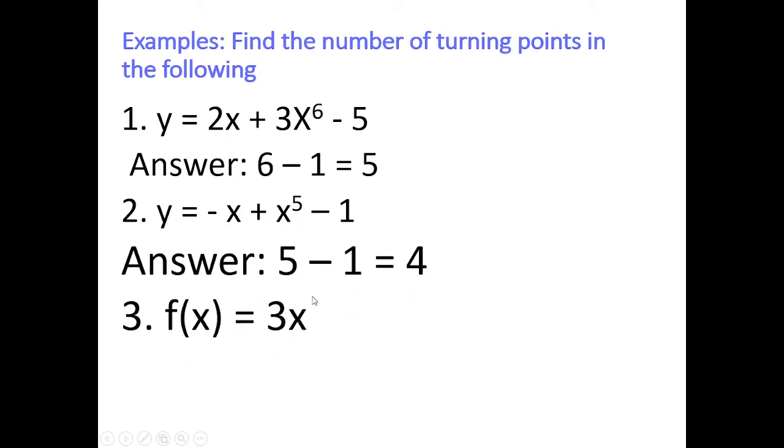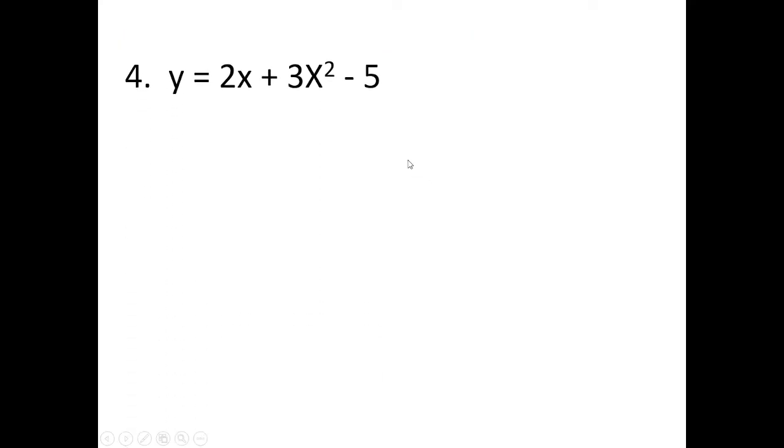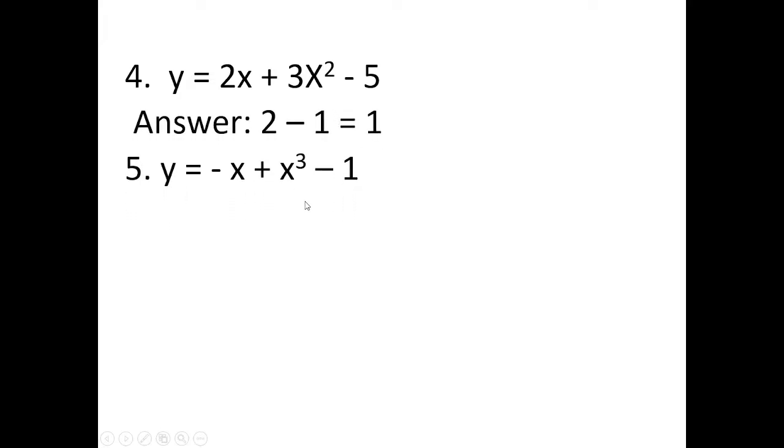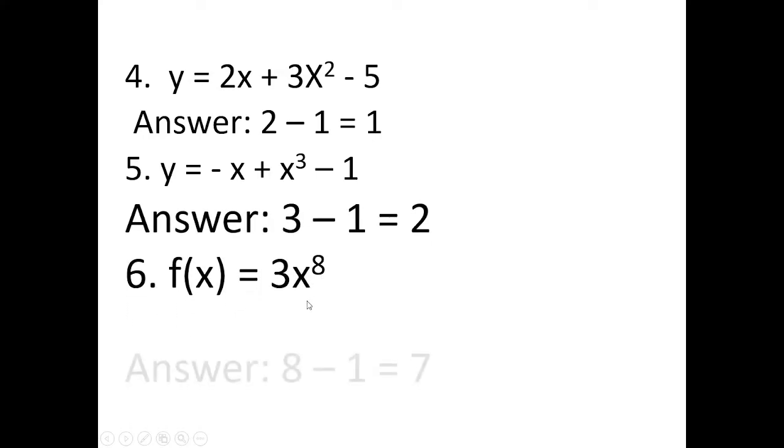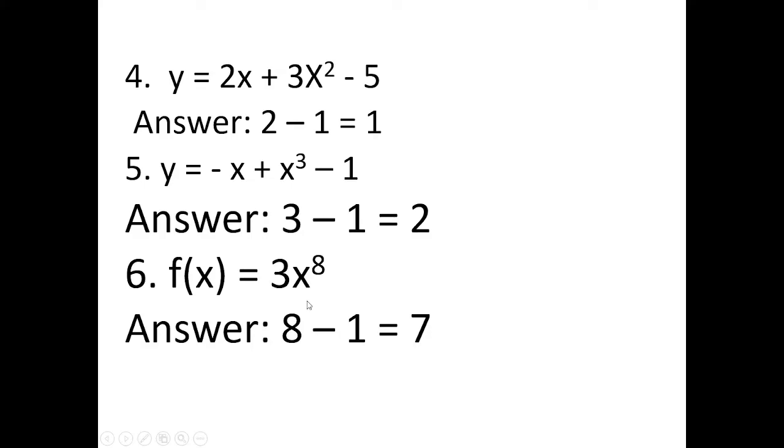Number 3 is 1 minus 1 equals 0, because it has no turning point. The graph of this is a linear function. Straight lang ito. Walang liko. Number 4 is 2 minus 1 equals 1. Number 5 is 3 minus 1 equals 2. And number 6, 8 minus 1 equals 7. So that's how easy it is to get the number of turning points.